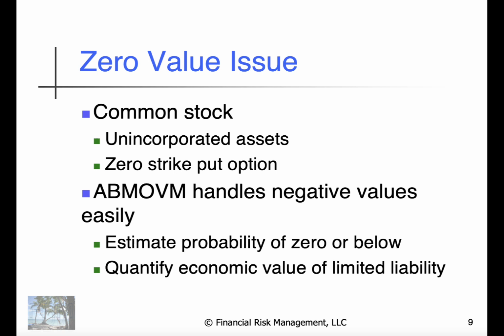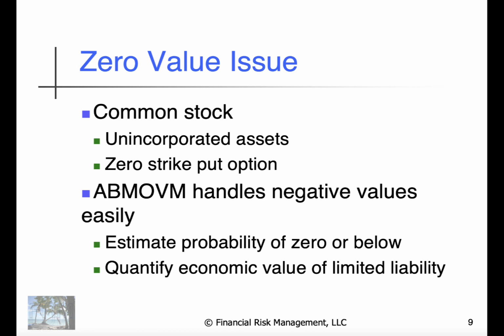Common stocks, this zero issue: an unincorporated asset can easily go negative, and we can look at an incorporated asset as an unincorporated asset plus a zero strike put option. ABM handles negative values easily. We can estimate the probability of zero or below, and we can quantify the economic value of limited liability.